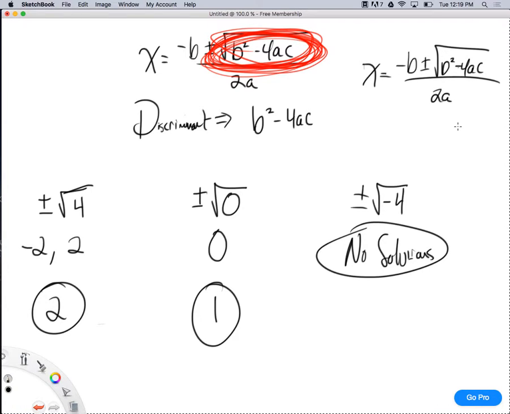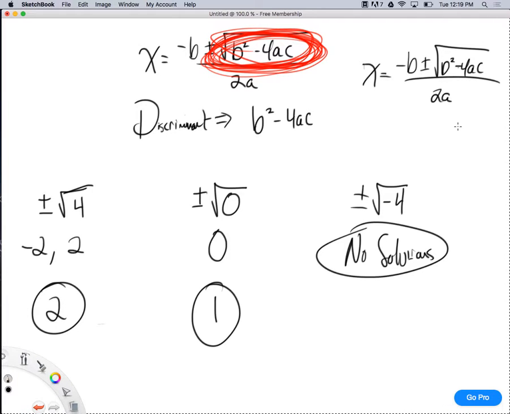And if the discriminant is negative, well then I'm doing plus or minus the square root of a negative number. But are there any real solutions to that? No. If the discriminant is negative, there are no real solutions to that equation. Does that make sense?